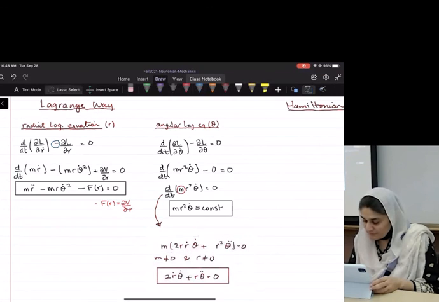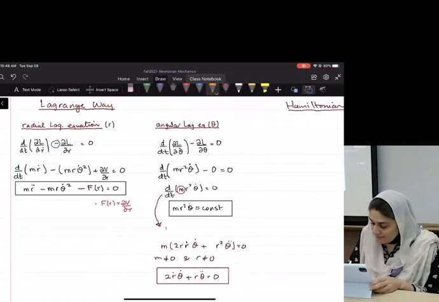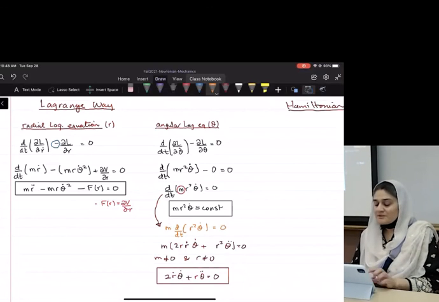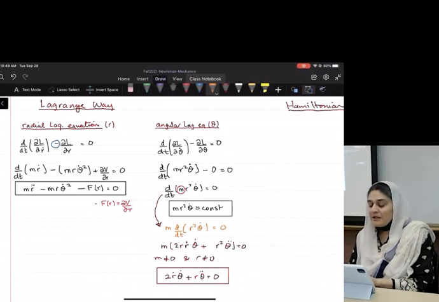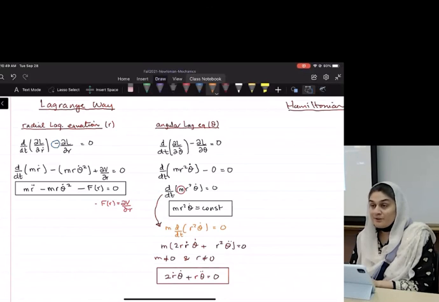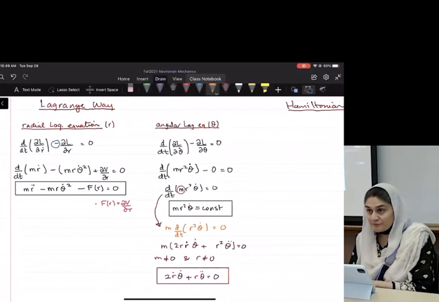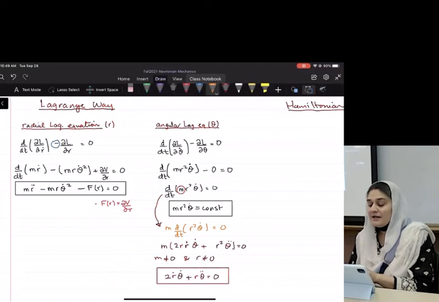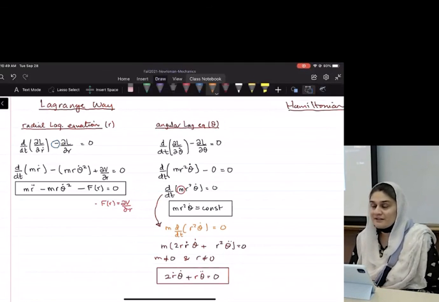Let me give myself some room. Can I write m d over dt of r squared theta dot equals 0? So then that m stays there. Remember I said r is a variable and theta dot is also a variable. So now you have to differentiate them both. It'll be 2r r dot theta dot when you differentiate over r, and then it'll be r squared alone and theta double dot when you differentiate over theta dot.